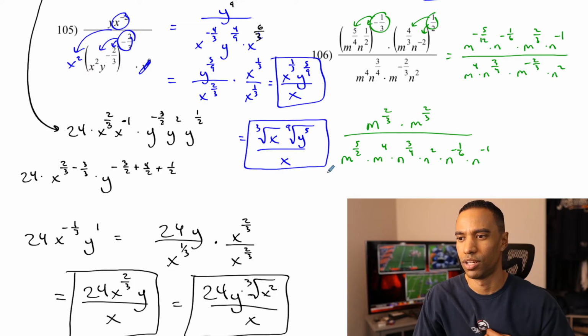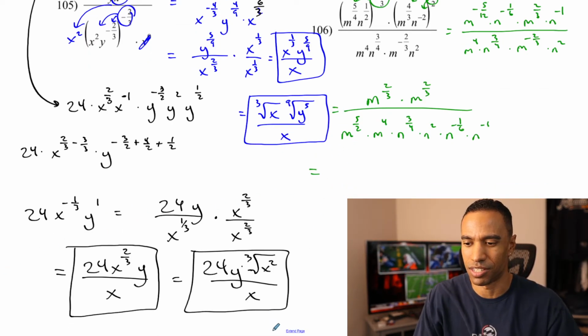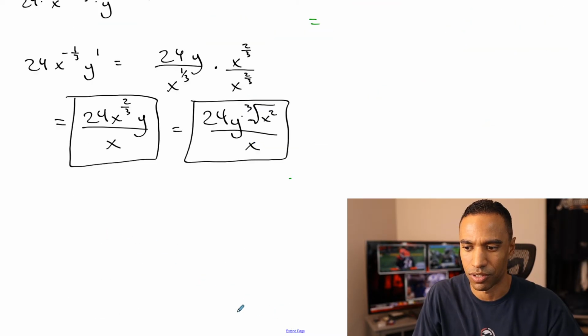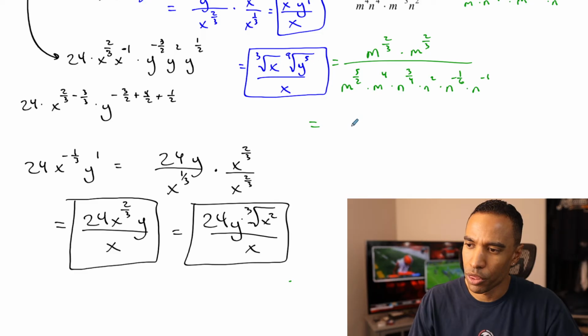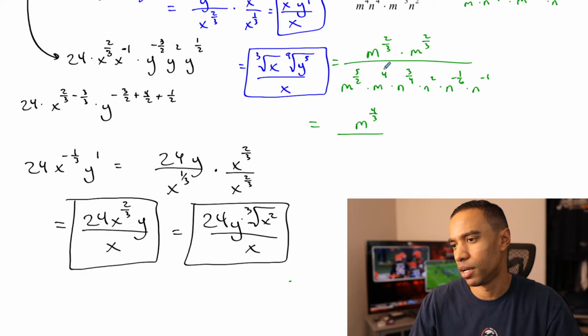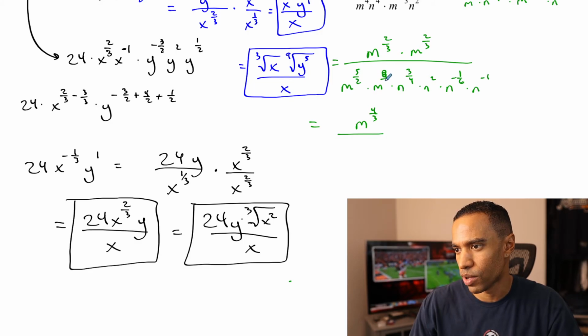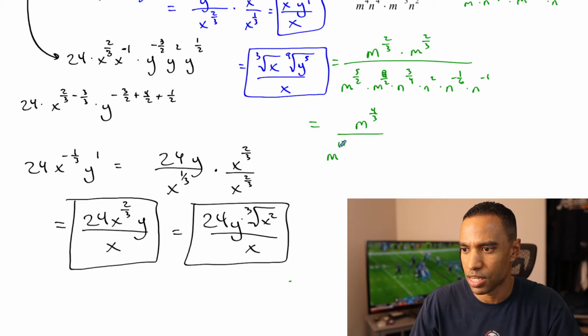Whew. Not my favorite problem, I'll be honest. Some problems are good. I don't like fractions any more than you guys do. Okay, this is m to the 4/3 on top. On bottom, 4 is also 8/2. 8/2 plus 5/2 is 13/2. That's a 13.